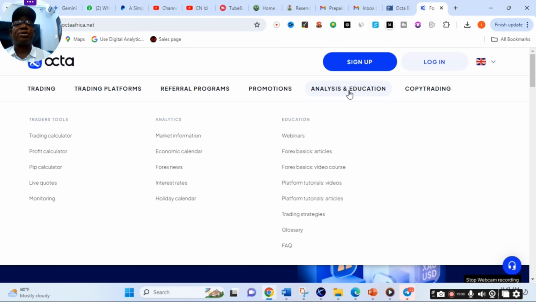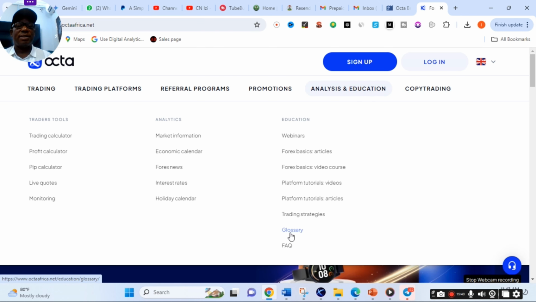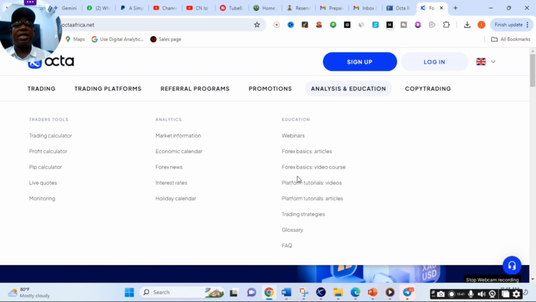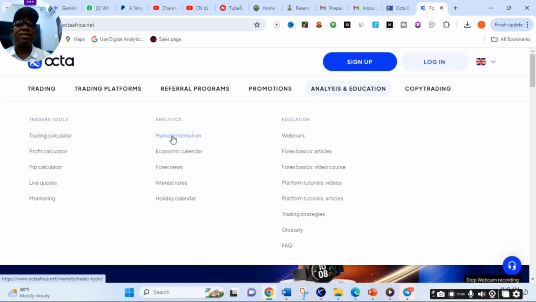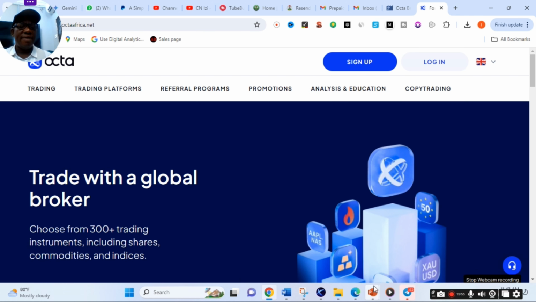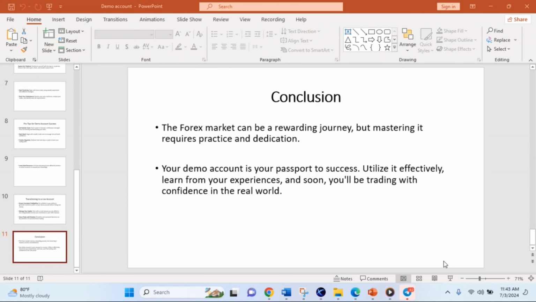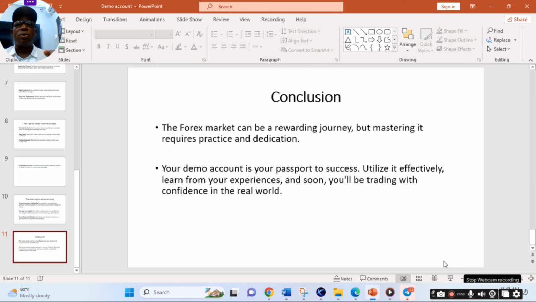Then the education as a new person. In fact, you have a lot to learn from the education and analytics part of it. They advise you on what to do. They tell you what to do because their goal is you make money, they make money. It's a win-win situation. So if you are new as you are and you want to go into demo account, it is compulsory because it prepares you for the real day.